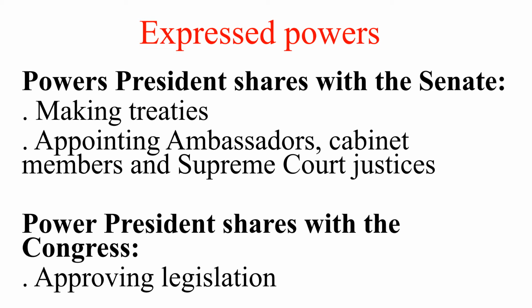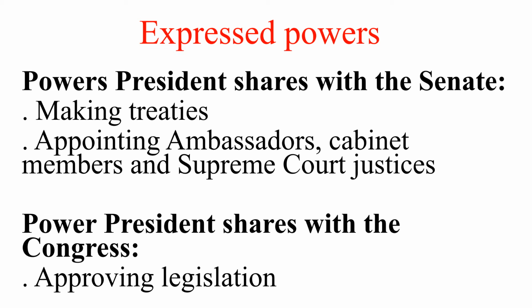Similarly, appointing ambassadors, members of the cabinet, or Supreme Court justices are all powers shared by the president and the Senate. For example, if there's a vacancy in the U.S. Supreme Court, either because a particular justice passed away, retired, had some sort of health problems and stepped down, or got impeached, then the president nominates an individual and the U.S. Senate has to approve that individual for that person to be installed as the Supreme Court justice.